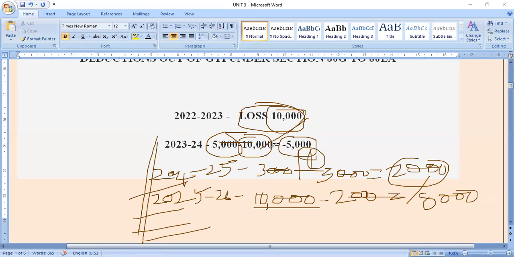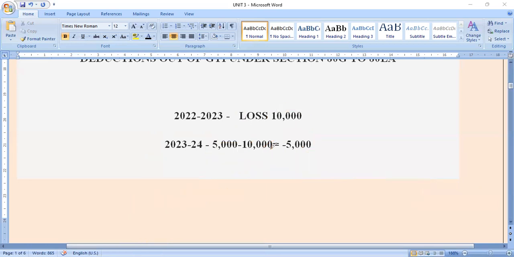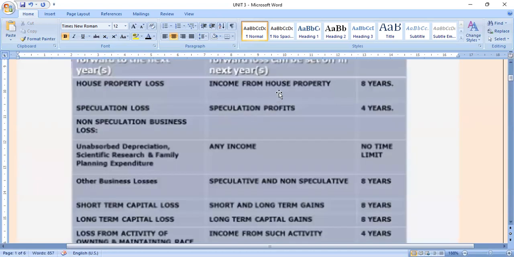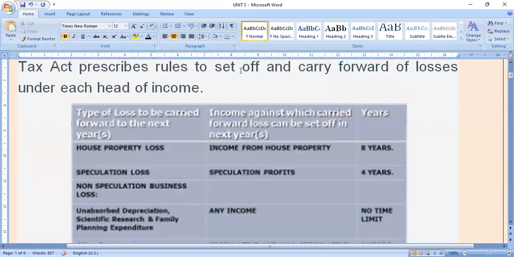Did you understand Nagajyoti now? Yes, sir. So that is what carry forward of losses means. You can carry forward the loss on income from house property up to 8 years. And you can set off this loss only against income from house property, not against any other heads of income.